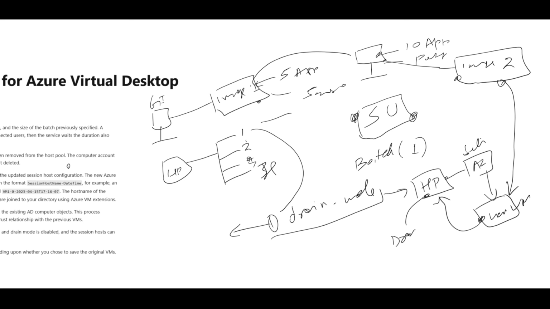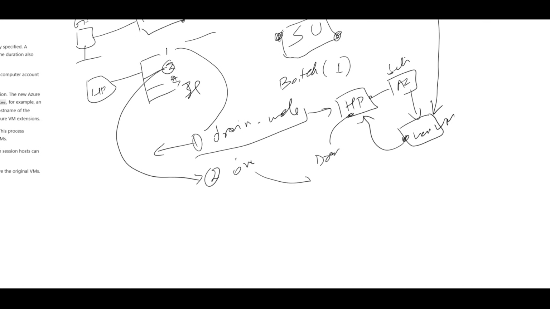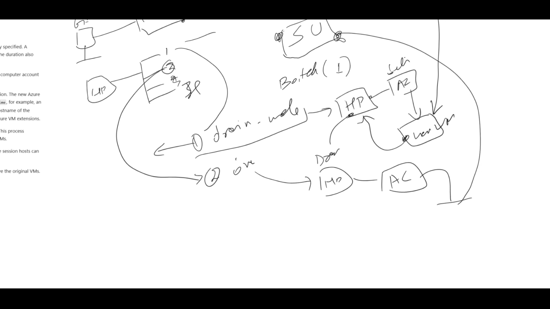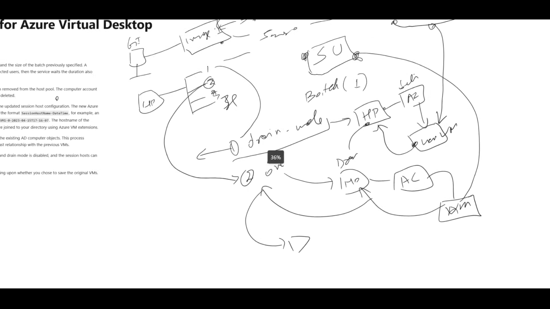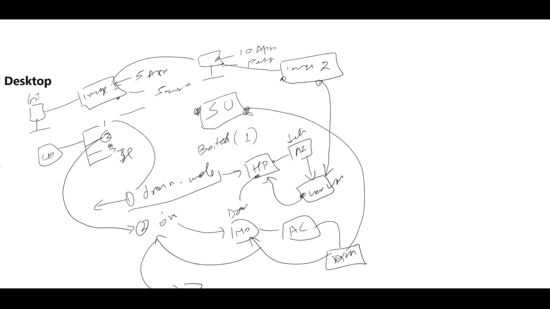Now the second VM will come into the picture, and the second VM will get into drain mode, and then it will follow the same process. Let's say it gets removed from the host pool, and then it is deleted from the Azure portal, and then the session host feature will create a new VM, and that VM will be added back to my host pool, and then the drain mode will be removed, and it is back in production. Similarly, the third one and the fourth one will follow the same procedure. So this is how you can do the host pool upgrade with the help of this new feature, and it will always use the new image.